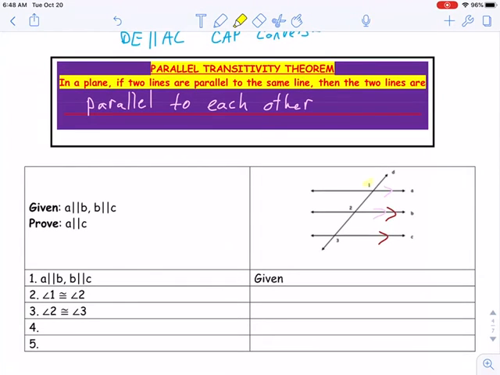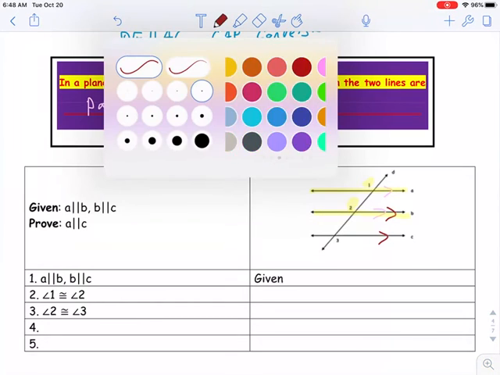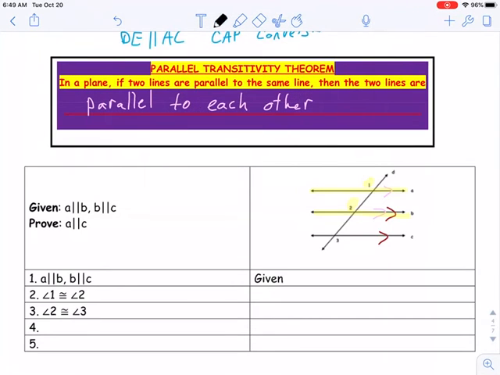Okay. So we're saying 1 is congruent to 2 in statement number 2. Well, we know A and B are parallel. So since the lines are parallel, we know angle 1 is congruent to angle 2 by the corresponding angles postulate.